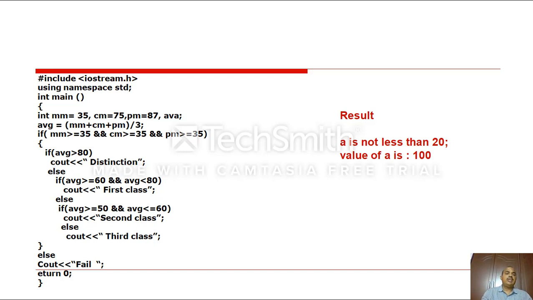Here this is a general example. Then average marks greater than or equal to 80, then display distinction. Else if average marks greater than or equal to 60 and average marks less than 70, simply display first class. So nested if statement means an if statement follows another if statement. Clear, all of you?